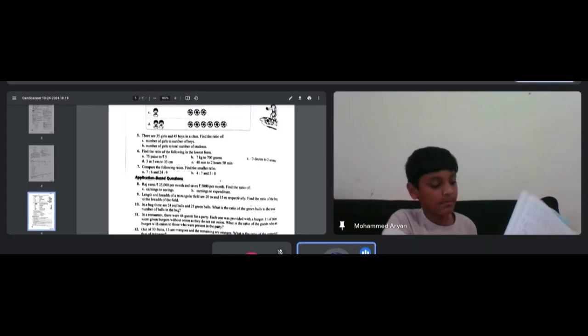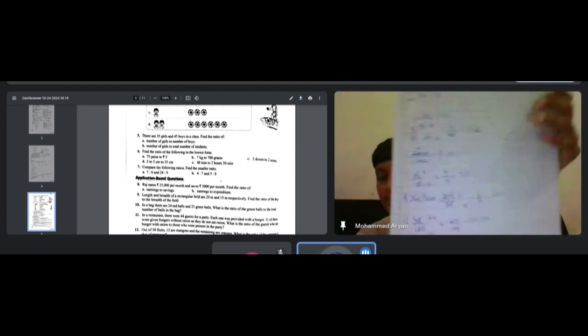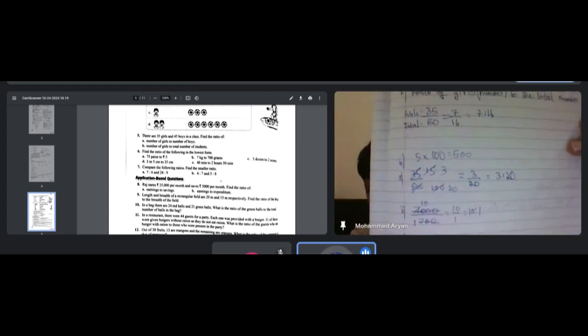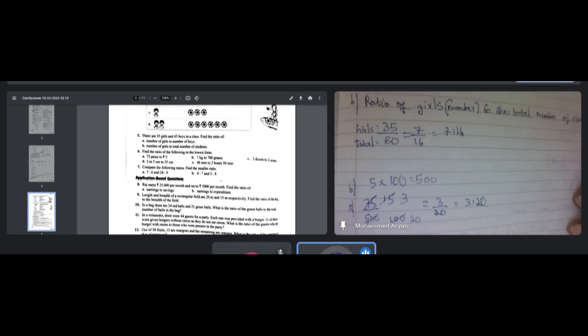Now do the seventh part. Show it to the screen. First, A part is 5 multiplied by 100. That is converted now, 500. And then 75 by 500, 3 by 20. Very good. Now go down.